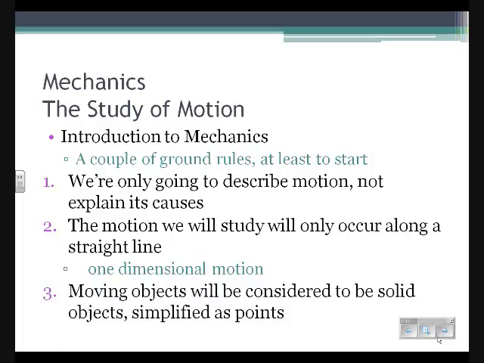And last, we're going to consider all of the moving objects that we're going to talk about in this first part as solid objects, simplified as a point. So if we're talking about a bicycle coming down the road, we're not going to talk about the fact that the pedals are turning at one rate and the wheels at another, and the guy has a head that he twists and turns to look around, stuff like that. We're not going to get into that. Our bike is just our object, one object. We're not going to consider it as a complex object with moving parts.